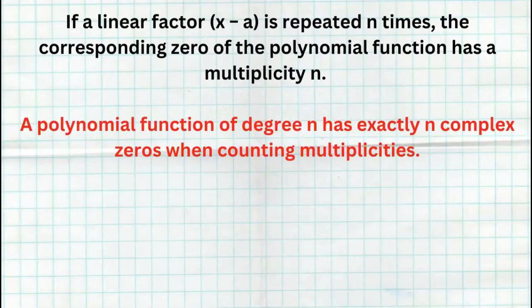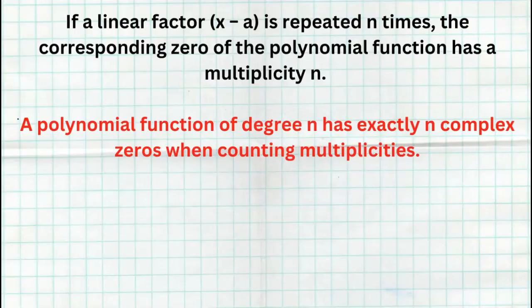All right, so here's one more tidbit before we start looking at some solid examples. If a linear factor x minus a is repeated n times, then the corresponding 0 of that polynomial function has a multiplicity n. So if we repeat the same linear factor n times, then we say that that linear factor has a multiplicity of n. So a polynomial function of degree n has exactly n complex zeros when counting multiplicities.